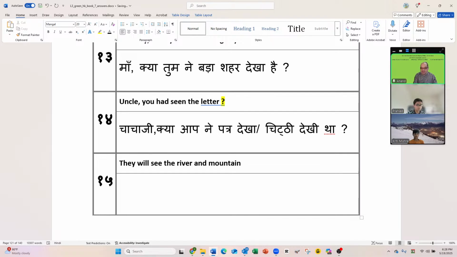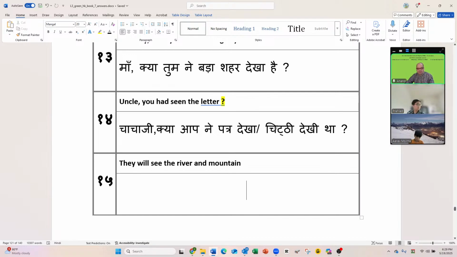Good catch, Prahlad. It has to be tha. Because the English sentence says so. Now hai and tha are optional in these sentences. You could very well say, चाचा जी क्या आपने चिट्ठी देखी और पत्र देखा. You don't have to say hai and tha to make meaning. Okay? Prahlad, stay off mute. You don't need to go on mute unless there is some noise behind you.